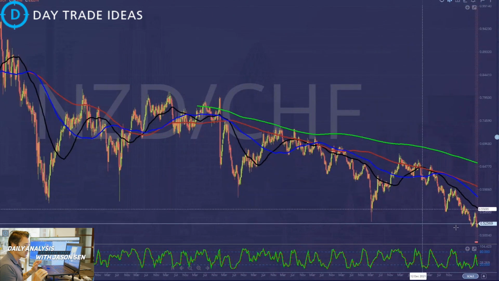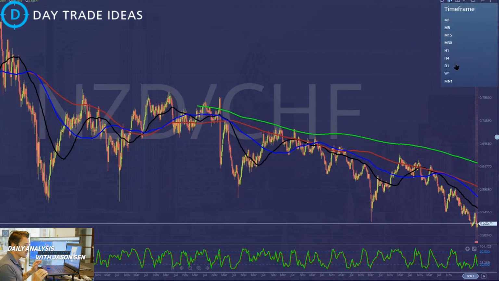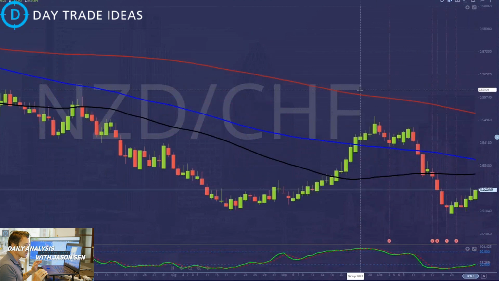We are definitely in a bear trend for the New Zealand dollar versus the Swiss franc. So on the weekly chart, that's all I need to know right now. We're trading around the lows. We've broken the previous swing low from March 2020. So I certainly wouldn't particularly want to be long this. I wouldn't want to be trading against the trend.